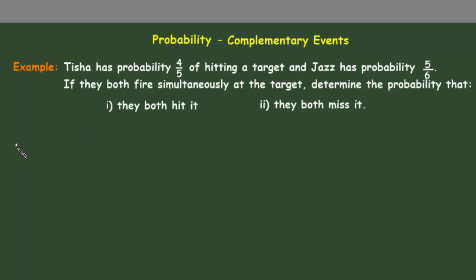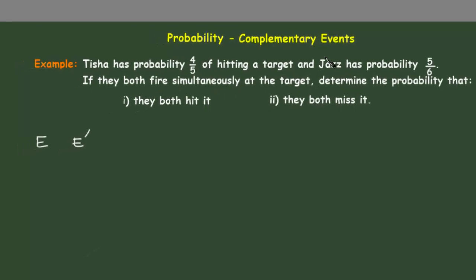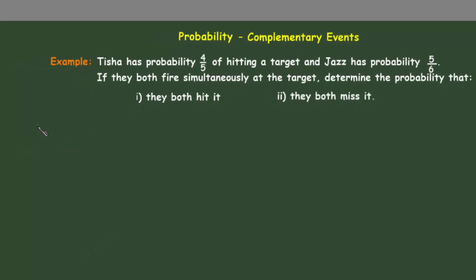Events are actually denoted with E and the complementary event with E prime. But we're going to do that here using the first letter of their names. So for Tisha, we will have T for her event and T prime for her complementary event. And for Jazz, we will have J and J prime.